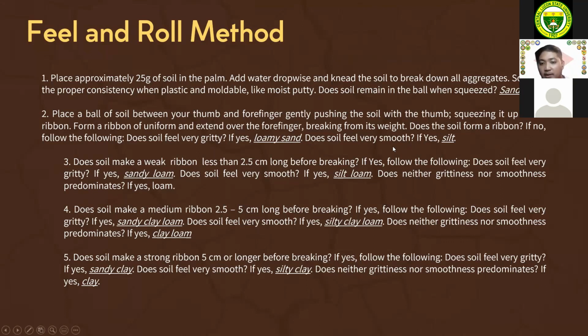If it feels very smooth, it can be silt. Then according to the size or the length of the ribbon, less than 2.5 cm can be sandy loam or silt loam. Pag yung ribbon natin is 2.5 to 5 cm, that can be sandy clay loam or silty clay loam. And then if the ribbon is 5 cm or longer, it can be silty clay, sandy clay, or clay. So as you can observe, the mas mahaba yung ribbon, the more na mas dumadami yung ating clay content.